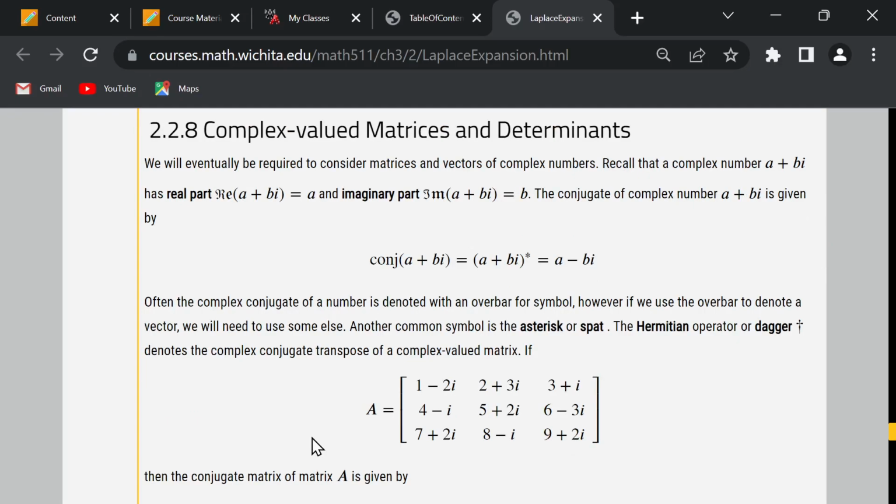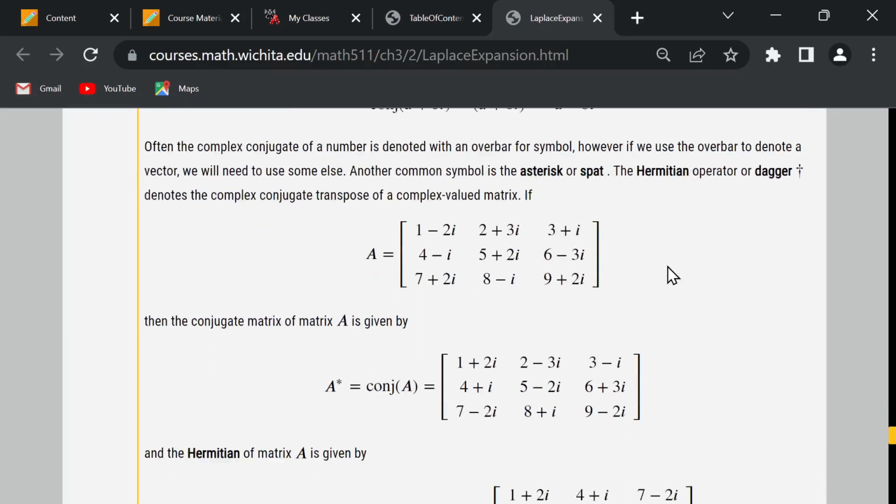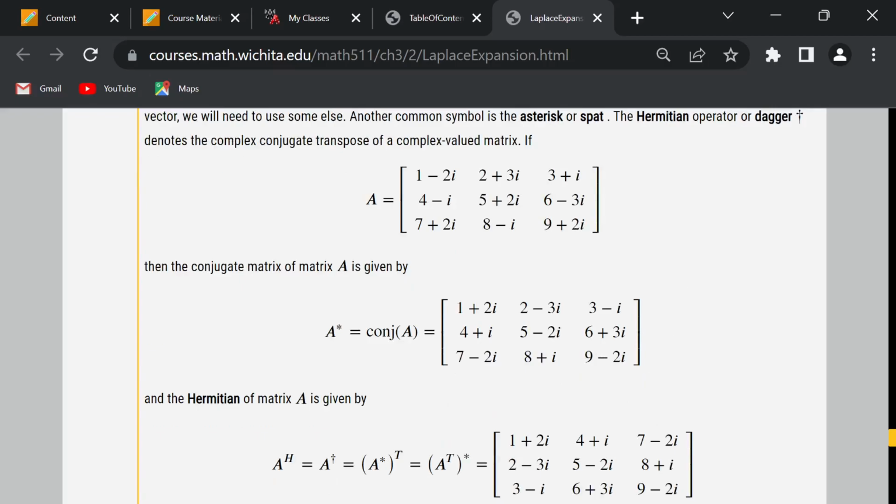Complex valued matrices of determinants. You know this was going to come eventually, right? We're doing algebra eventually. We have complex numbers. Okay. Does everybody remember what the conjugate of a number is? The conjugate of a complex number, a plus bi, is a minus bi. So the conjugate of 1 minus 2i is 1 plus 2i. And the conjugate of 2 minus 3i is 2 plus 3i. And there are 9 of them. All right?